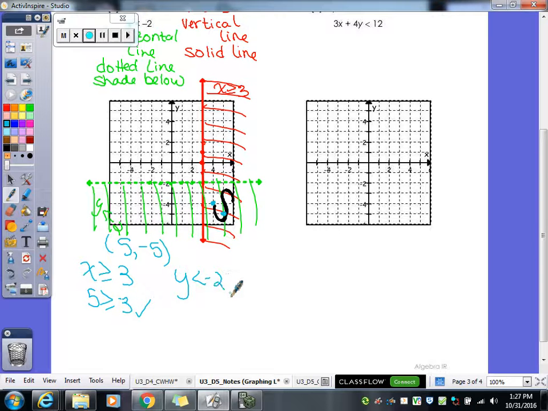So now I'm going to try it in my second one. y is less than -2. What do we plug in for y? So is -5 less than -2? Yep. So it checks. It works in both, so that means it is a solution. Now keep in mind, the reason we're doing the shading is because there are lots of different solutions to that inequality. So that's why we shade it, to show all of them.